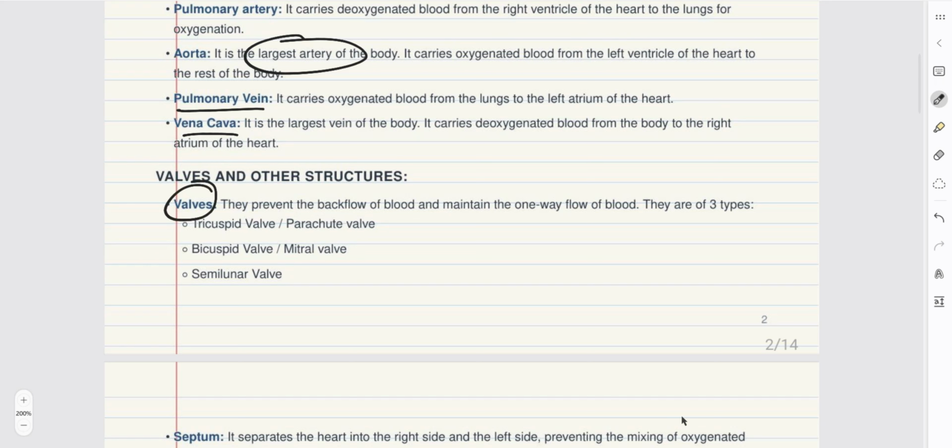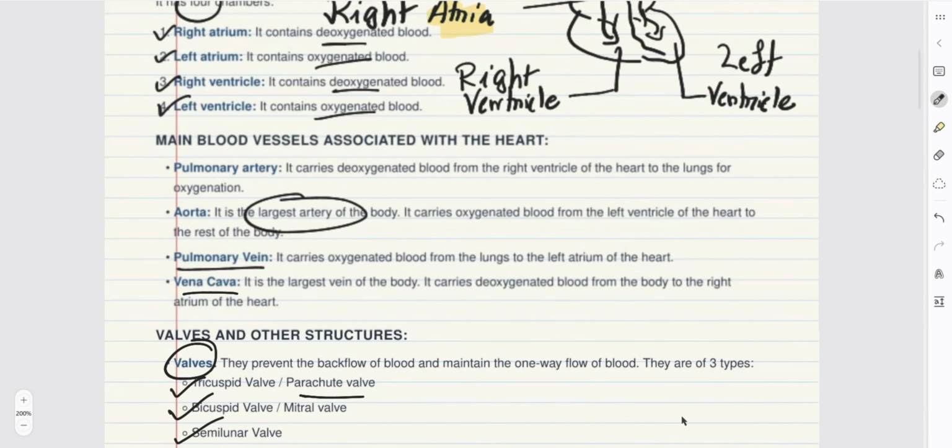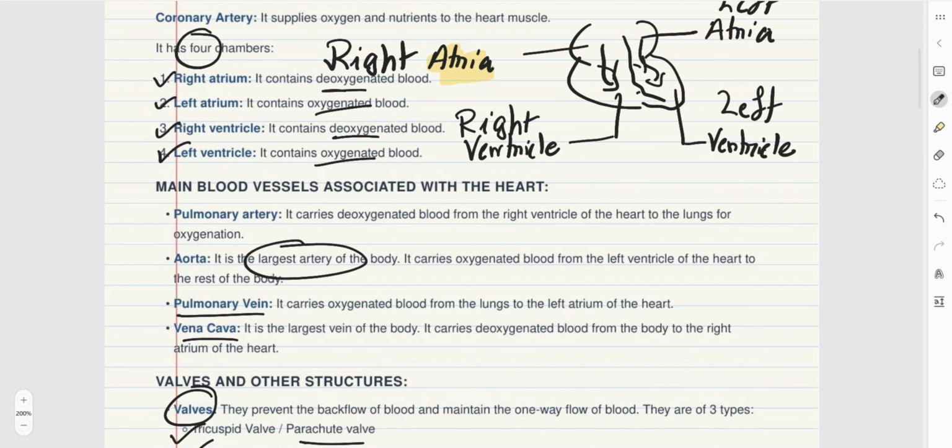Then we talked about the valves, which are mainly three types: the tricuspid or the parachute valve, the bicuspid or mitral valve, and finally the semilunar valve. Finally, always remember that when I drew the heart, I drew a line between them. This line is called the septum.